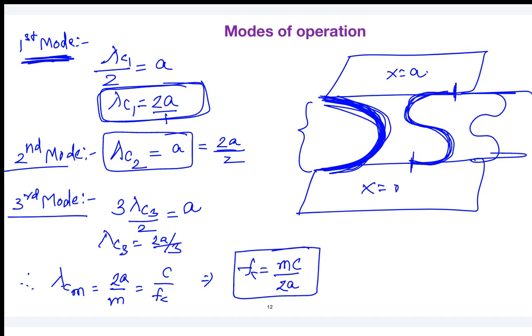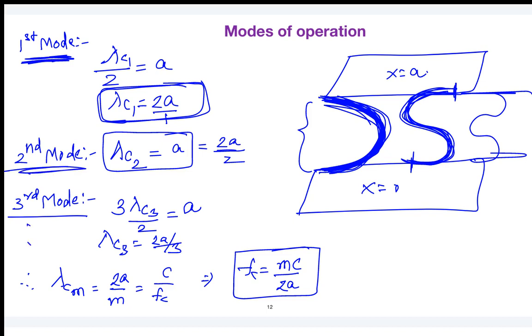So the conclusion is, when I say the first mode, you can expect that only one complete half cycle is present between the two plates. That gives the corresponding cutoff wavelength for the first mode. Similarly, when you talk about the second mode, there are two complete half cycles. That defines the cutoff wavelength for the second mode, and so on.